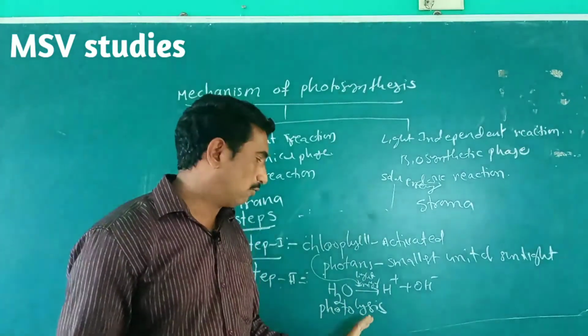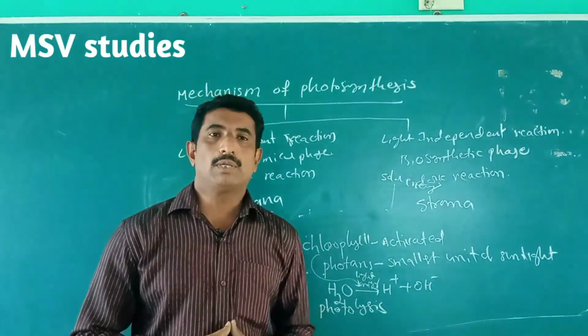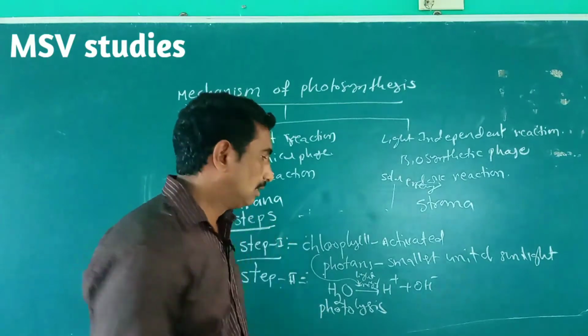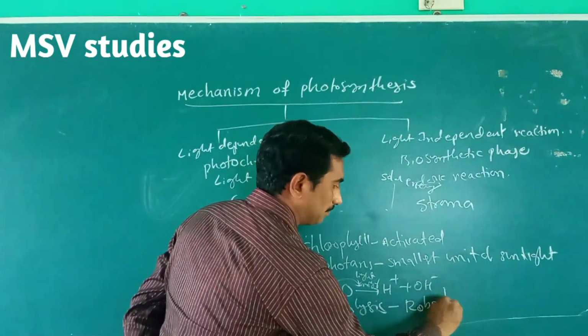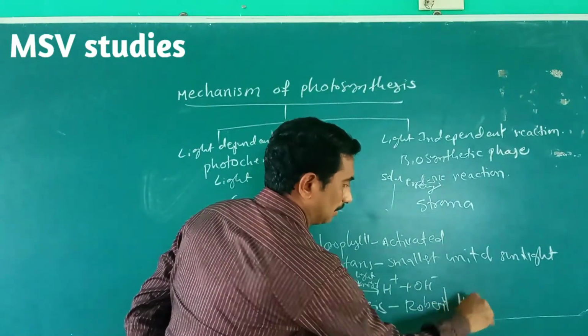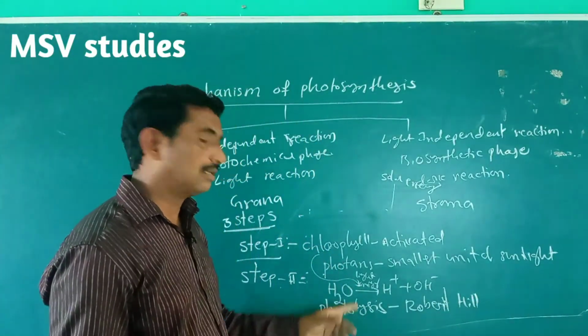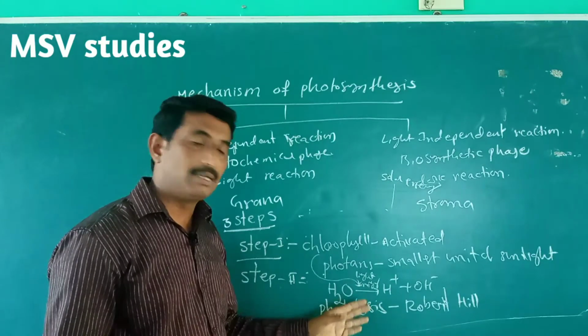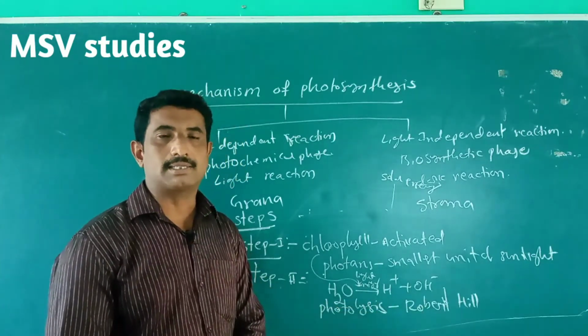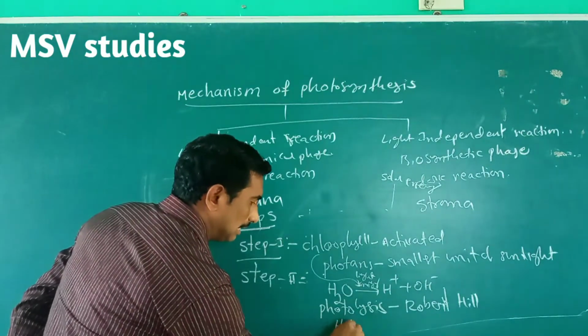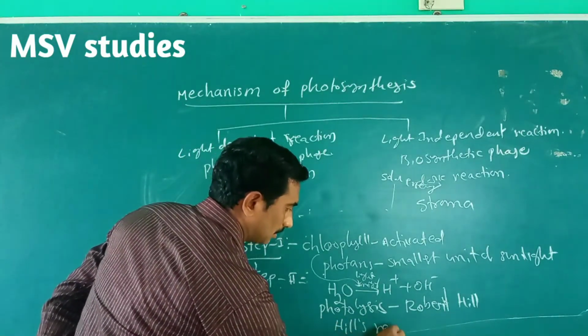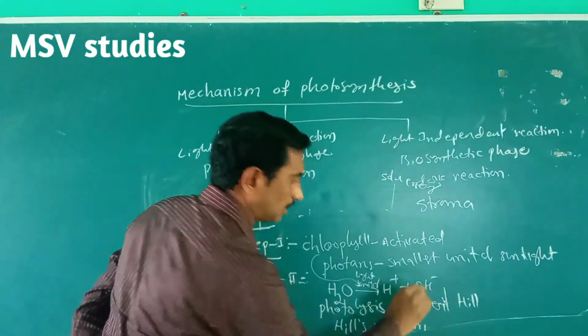That is called photolysis. Photolysis was described by one scientist, Robert Hill, children. The photolysis was explained by the scientist Robert Hill. That's why this reaction is called Hill's reaction.